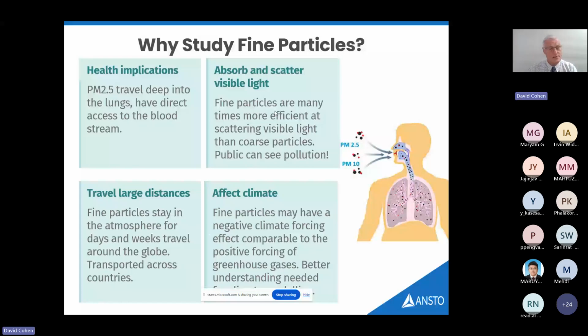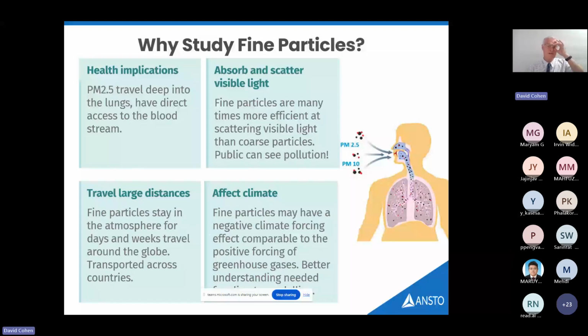The other thing is that PM2.5 particles travel very large distances. They go around the globe in 3 to 4 weeks. They don't fall out of the air as readily as coarse particles or PM10 particles. Once they're up into the atmosphere, or they're put up there by fires, biomass burning, they stay there for a long time. And I've already shown you the effect of climate change on fine particles. We have to understand fine particles better because they have negative forcing compared with the positive forcing of the greenhouse gases. These two things balance each other. So they're the 4 main reasons to study fine particles.